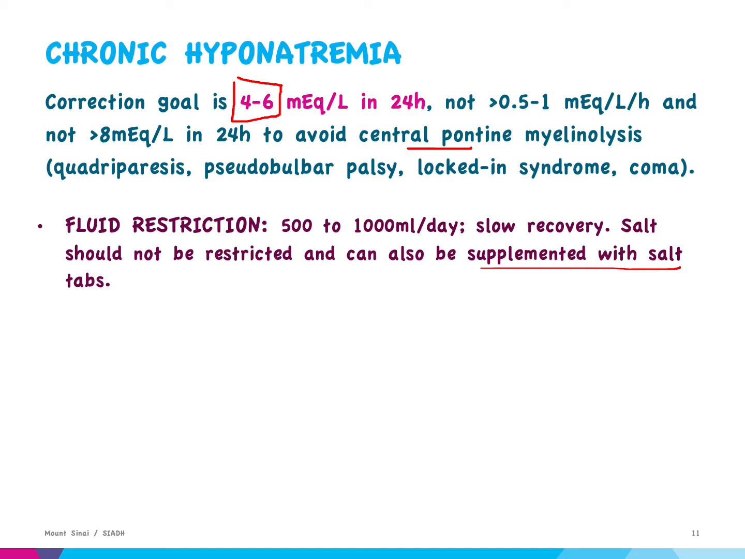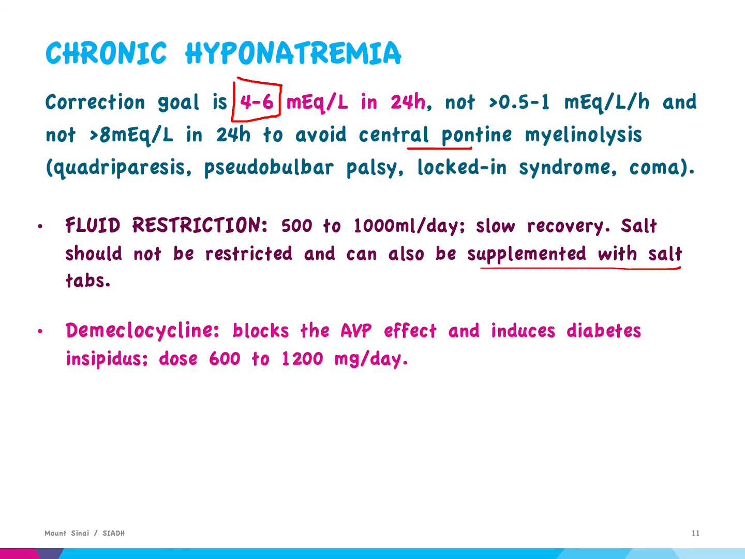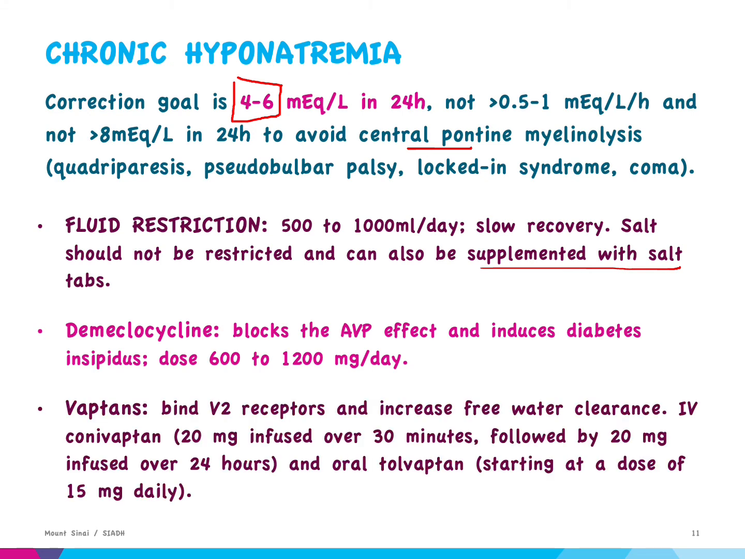Less frequently used medications can be demeclocycline, which is an antibiotic that can block the AVP effect and cause diabetes insipidus, but it's a medication with many side effects. It can cause nausea, it can cause anorexia, it's actually an antibiotic. It requires weeks of treatment to improve the sodium, so it's usually avoided. Or the Vaptans, that are an antagonist of the V2 receptors and can also increase the free water clearance. They also have many side effects and they're also expensive, so they are not always used in the hyponatremia treatment.